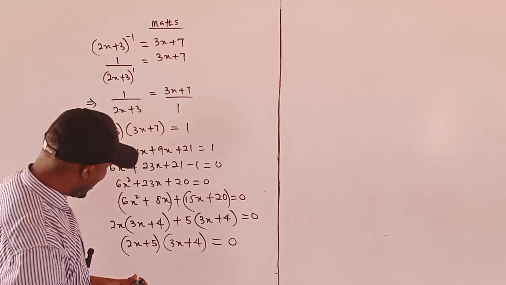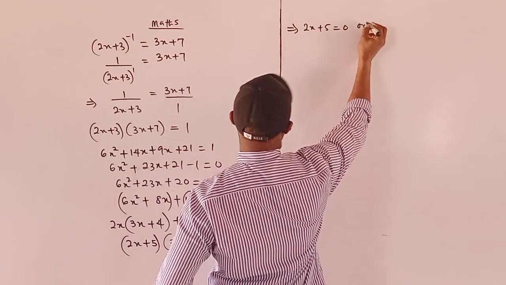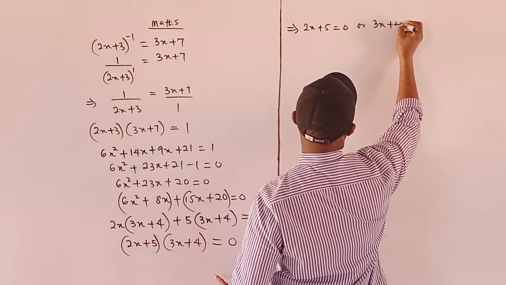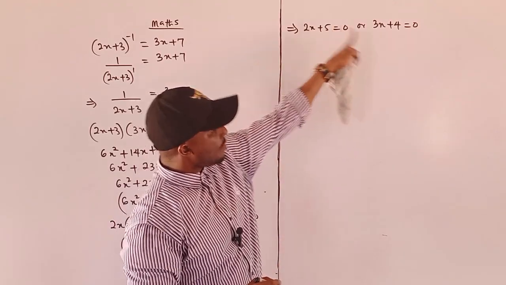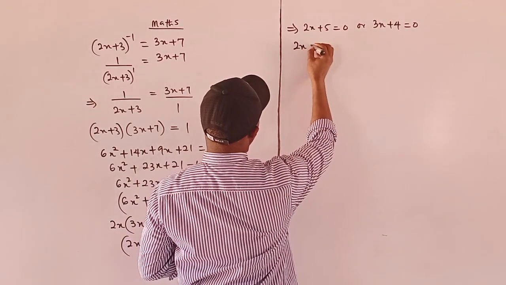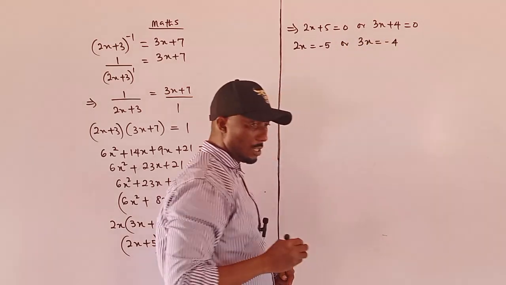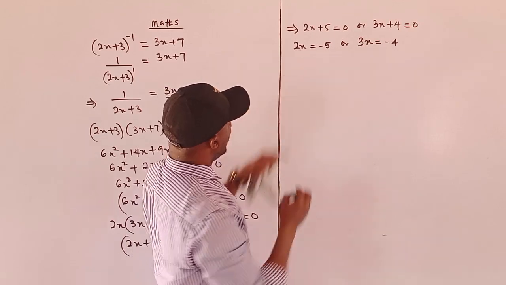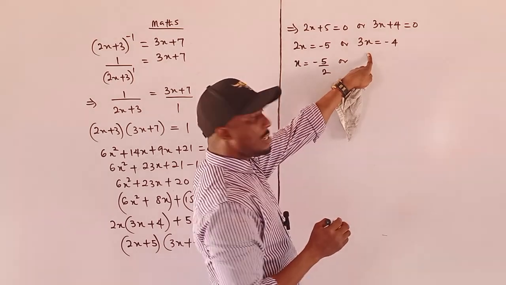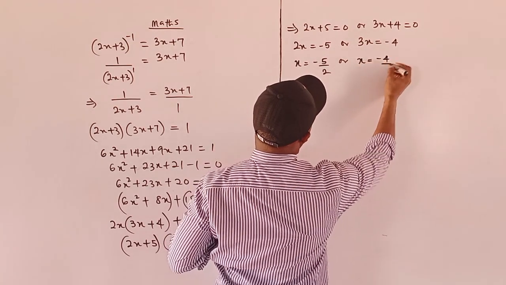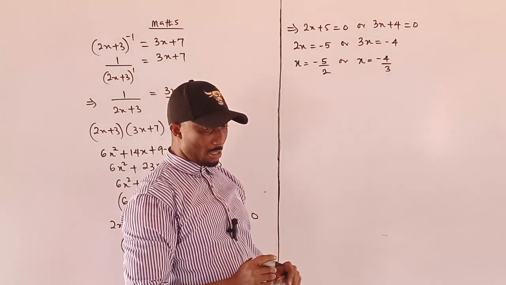So from the zero product property, either 2x + 5 equal to 0 or 3x + 4 equal to 0. It's a simple equation. 5 crosses becomes negative, so I will have 2x equal to negative 5, or 3x equal to negative 4. I divide both sides here by 2, I'll be having x equal to negative 5 upon 2. I divide both sides by 3 here, I'll be having x equal to negative 4 upon 3. These are the first two values for x.